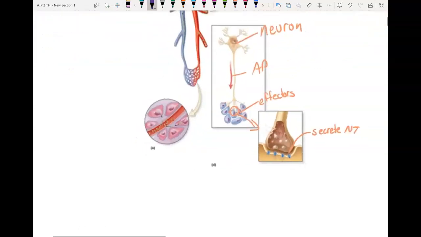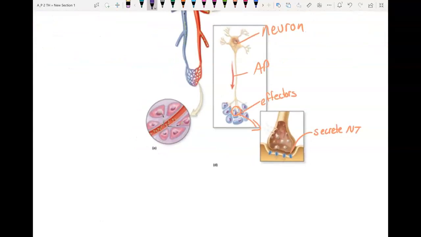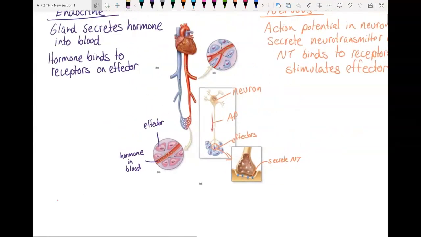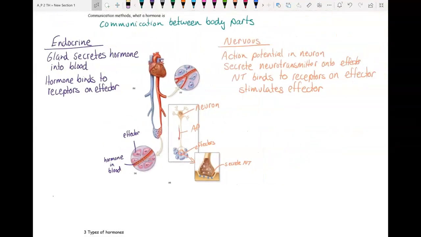So here on this side, you can see here's the hormone in the blood. These cells are the effector, and you can see that the hormone is leaving the blood and it's binding to receptors on those cells. So this is where endocrine and nervous are similar. They both have a chemical that binds to receptors on the effector, and this is called a ligand.